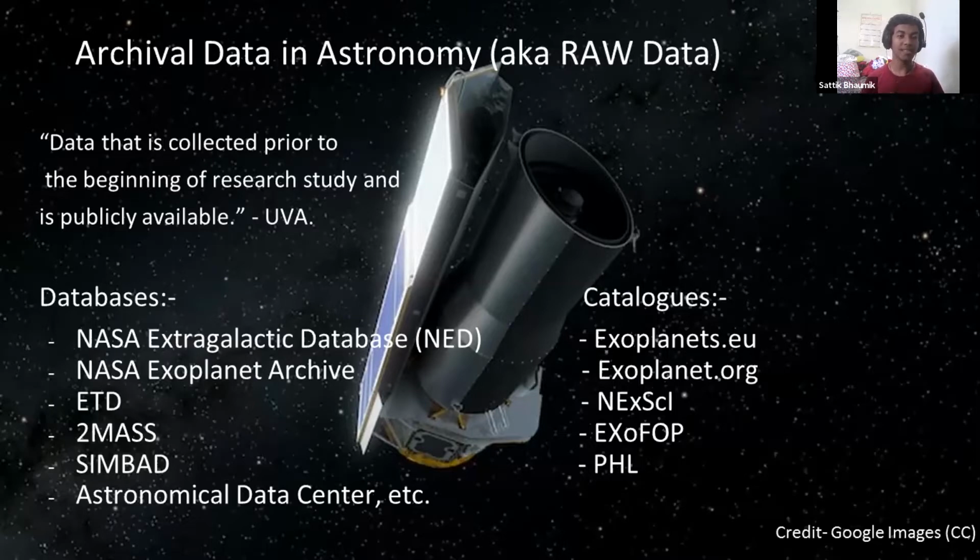Now, how can we access this particular archival data? Well, there are databases such as NASA's Extragalactic Database, Exoplanet Archive, 2MASS, SIMBAD, etc. And there are even catalogs where the research findings and new discoveries are cataloged, and you can even access their original raw data for free. Such catalogs are exoplanets.eu, exoplanets.org, NExScI, PHL.